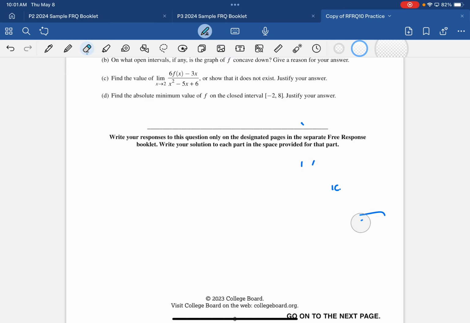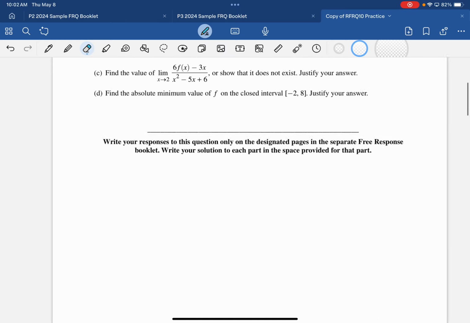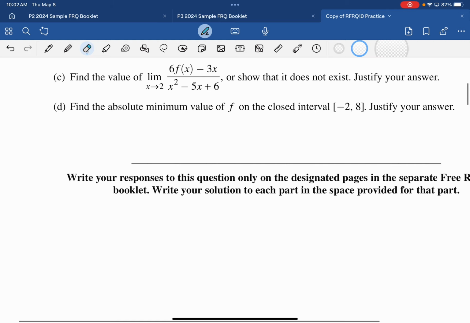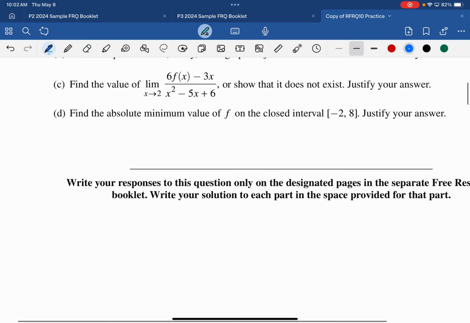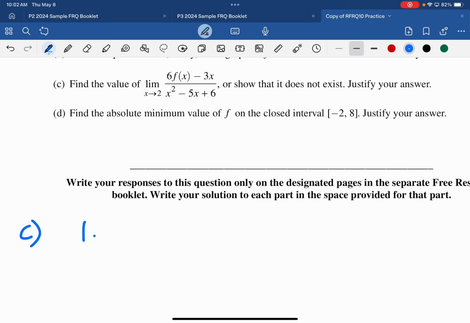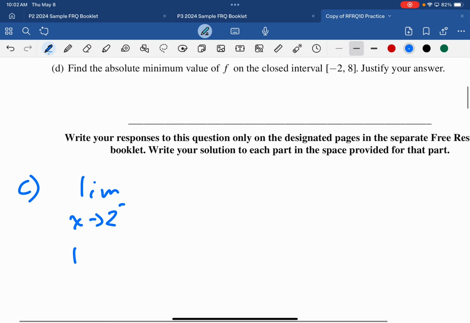Okay, we're not allowed to use L'Hopital's until what? Yeah, if we get 0 over 0, then we're allowed to use L'Hopital's rule. For now, yeah, we have to find our right hand and left hand limits. So we're going to find the limit as we approach 2 from the left, and we're going to find the limit as we approach 2 from the right.